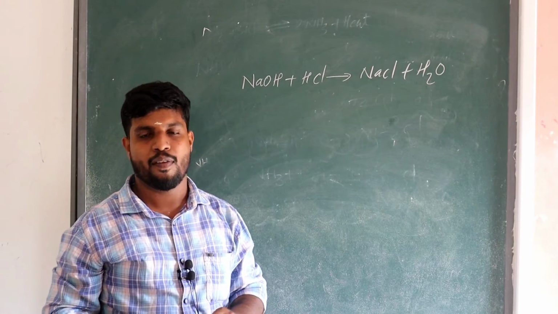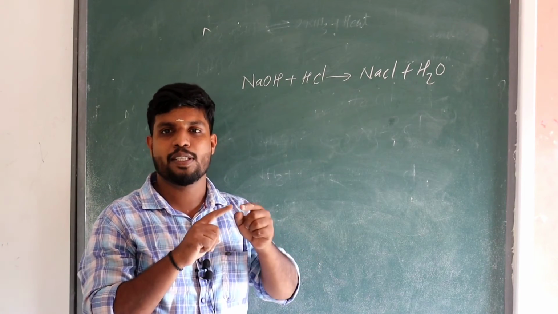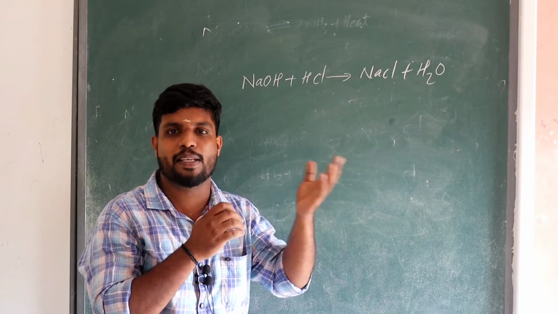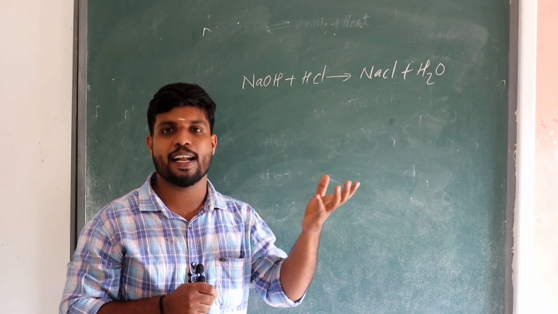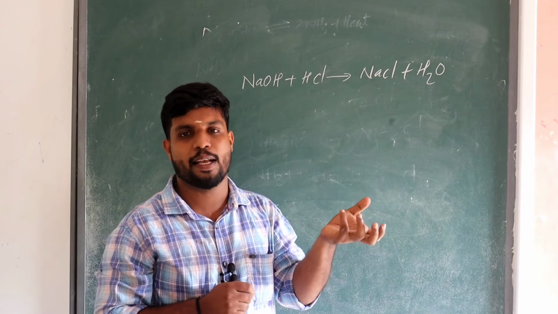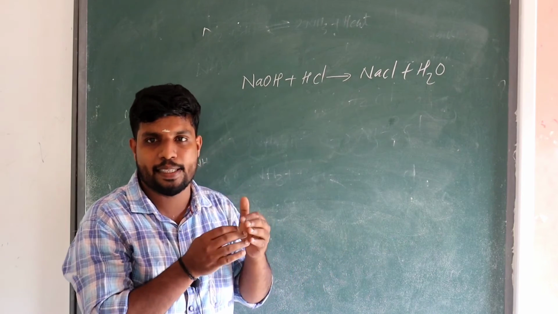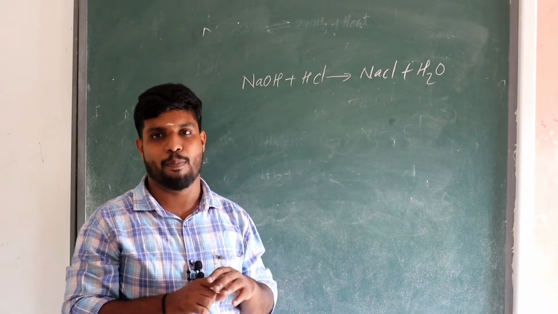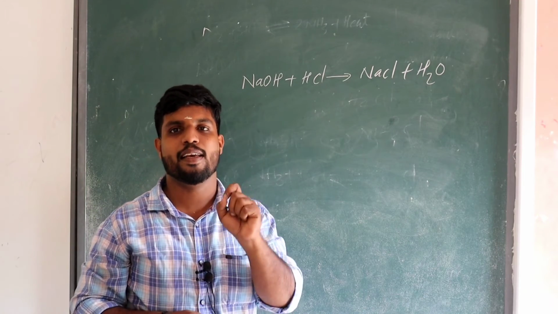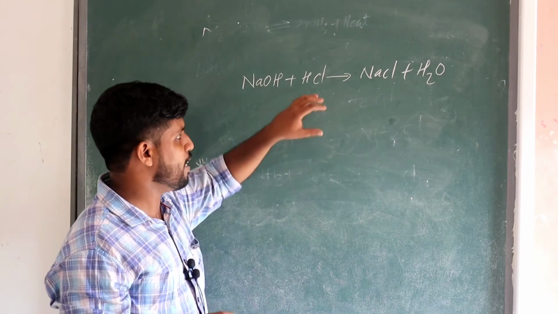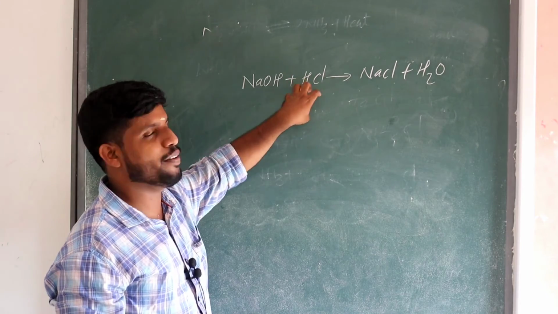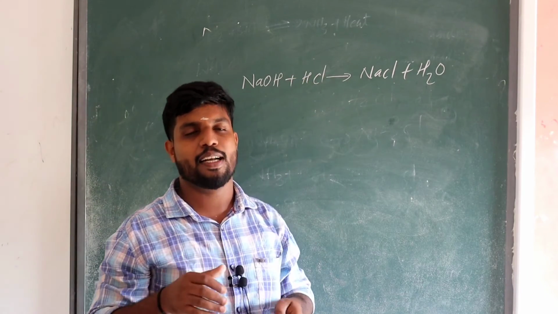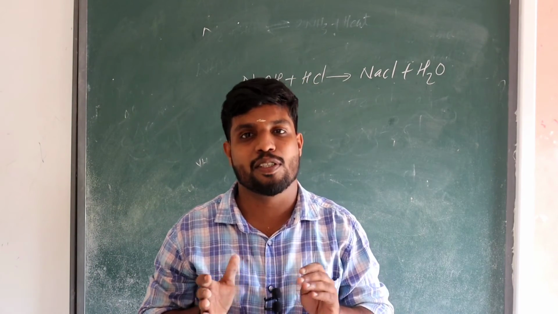What is a reversible reaction? A reversible reaction means the reaction takes place in both directions. But in an irreversible reaction, it takes place in only one direction: the reactants combine and form the product, and the product is not decomposed. Such a type of reaction is known as an irreversible reaction. We have studied many examples of irreversible reactions.